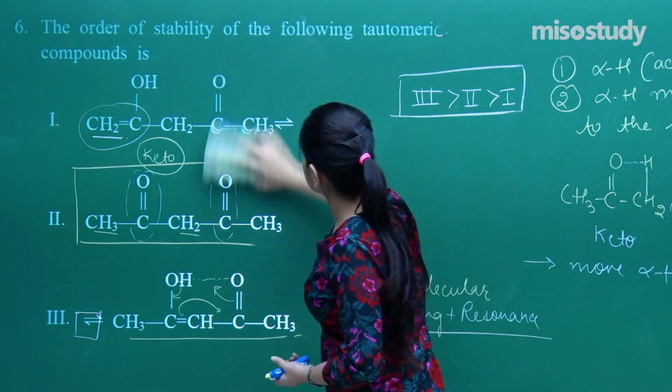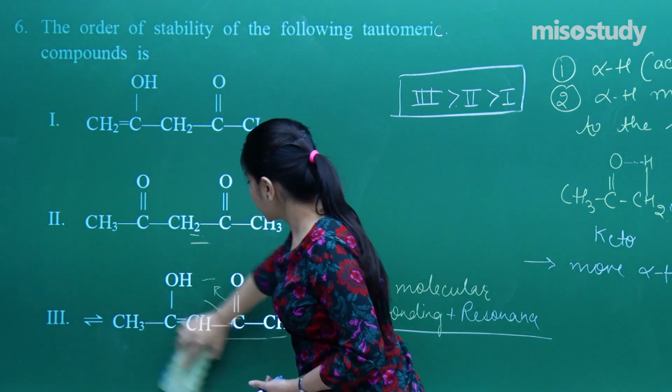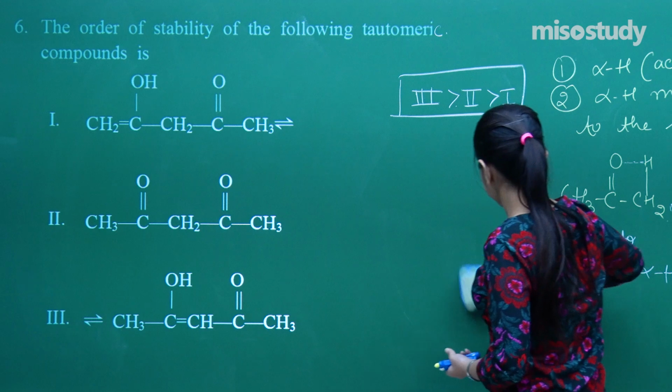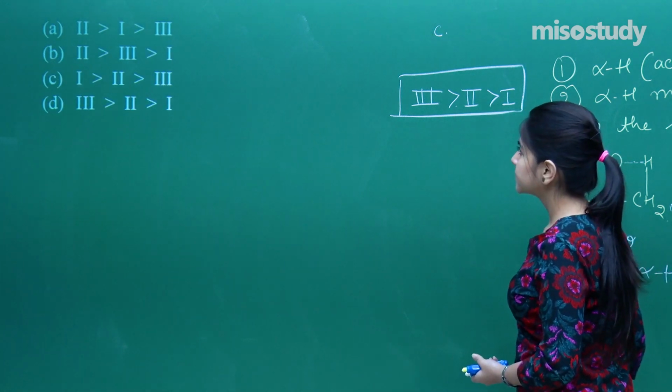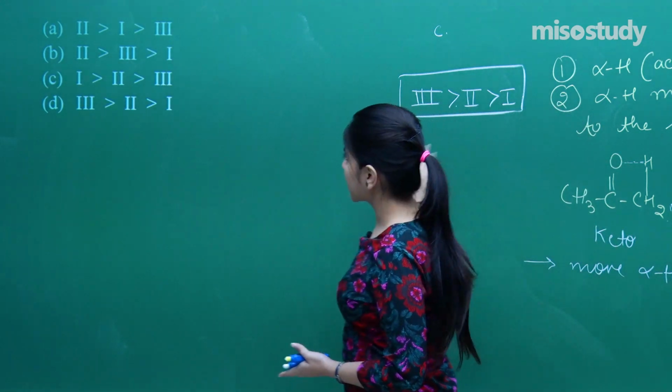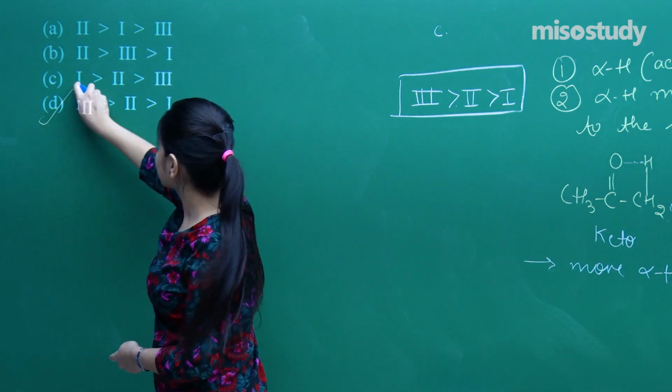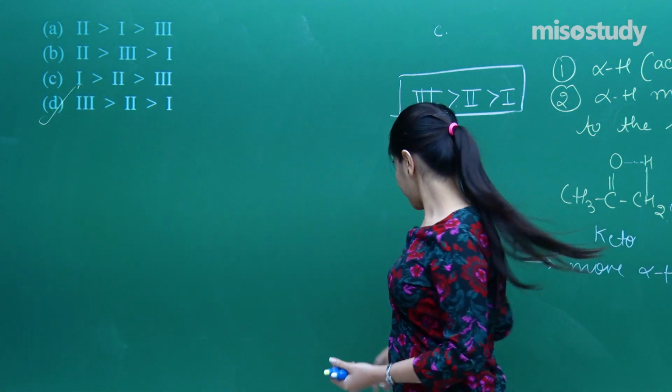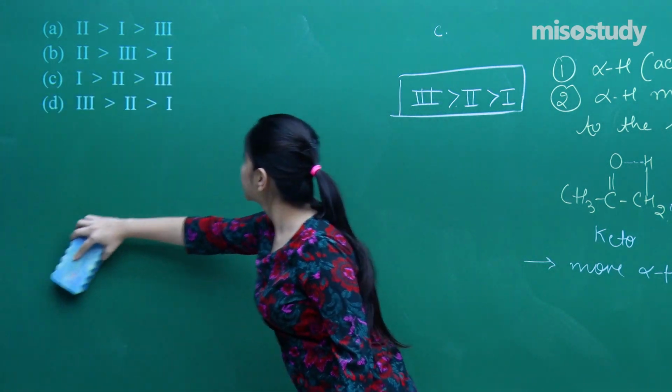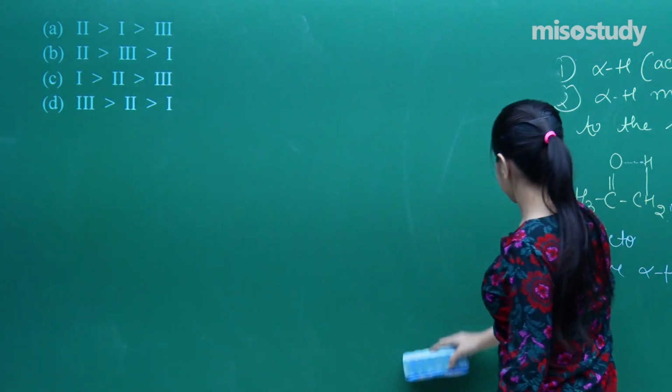Now let us check our answer. Do we have a correct option here? 3 followed by 2 followed by 1. Yes, I have got my answer. That is D. Now let's go on to the next question.